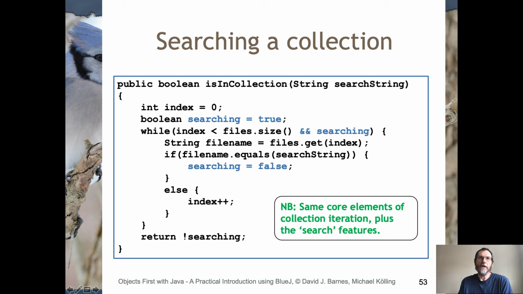Then we fetch the next item from the collection, the next file name. We then process that file name, where the processing involves making a string comparison. Is the file name we've just retrieved exactly equal to the search string we're looking for? If it is, then we can set the searching variable to be false, and that's going to cause the loop's condition to evaluate to false. However, if we don't have a match here, we need to make sure that the index variable is incremented by 1, so that on the next pass through the loop's body, we'll make the test on the next item in the collection.